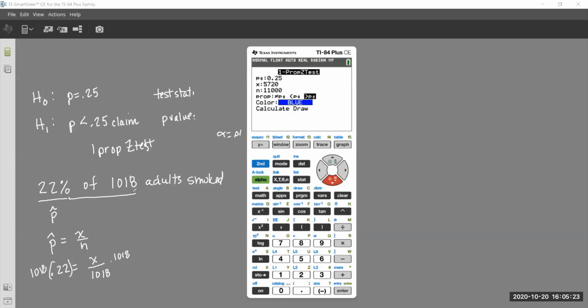The easiest way, though, we want to know how many adults smoked, right? How many adults smoked out of the 1,018 in the sample? So you're going to do 22% of 1,018. We would know how many people we're talking about. 0.22 times 1,018, which is what that came out to be. And if we do that, 0.22 times 1,018, you're going to get 223.96.